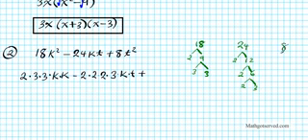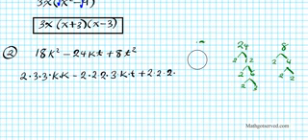How do we break down 8? We take out 2, 2 times 4, and then breaking 4 further, 2 times 2, and 2 times 2 times 2 is 8. So we're going to have 2 times 2 times 2, and then we're going to introduce the t's, times t times t.